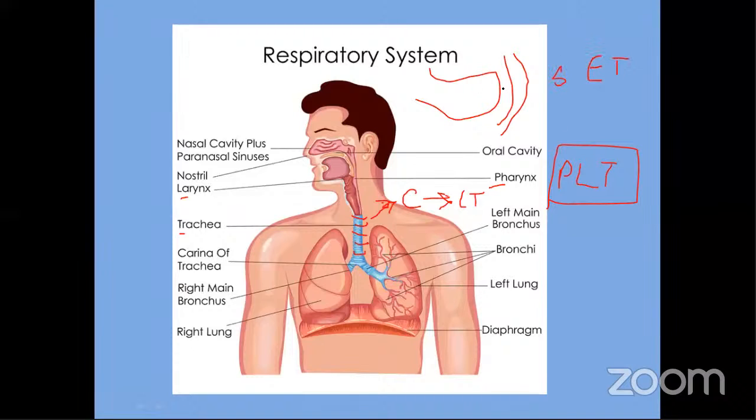Whenever exchanging surfaces are going to be there, the squamous epithelial tissue is going to be present there. Another example: in the small intestine, when absorption of the nutrients is taking place, again the squamous epithelial tissue is going to be present.